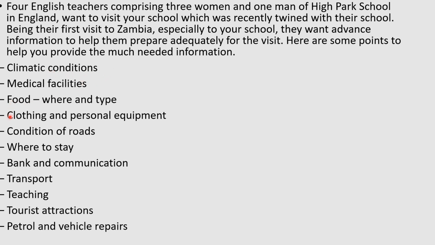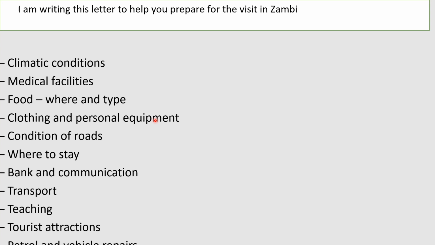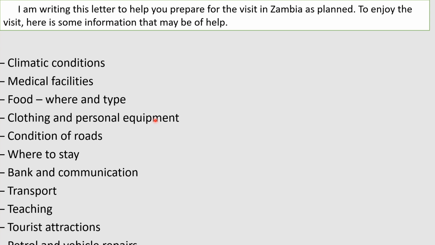Okay, then after that, you go dear sir stroke madam. Then after dear sir stroke madam, you start your introduction, which can be like this. I've just listed the points here. So your introduction: I'm writing this letter to help you prepare for the visit to Zambia as planned. To enjoy the visit, here is some information that may be of help. So this is my introduction where I talk about what I'm writing, what this letter is for.